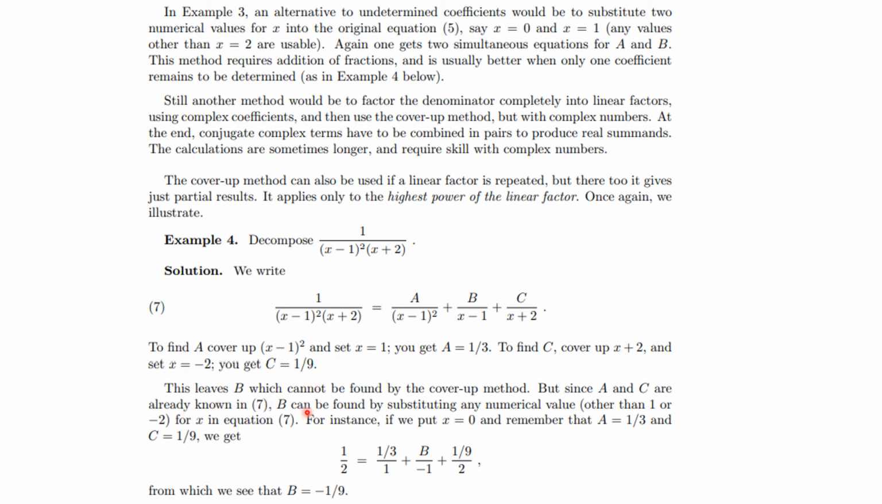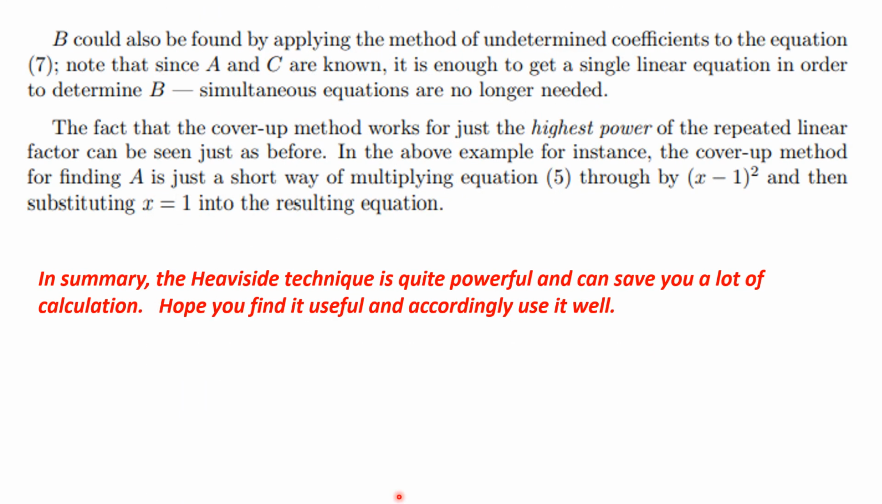This only leaves B, but we know those two, so that means this is a simple linear equation in B, which we can solve, and we will get B is equal to minus 1/9. And you should again check these calculations. B also could have been found otherwise, but we note that we only needed a single linear equation in order to determine B. Simultaneous equations are no longer needed.